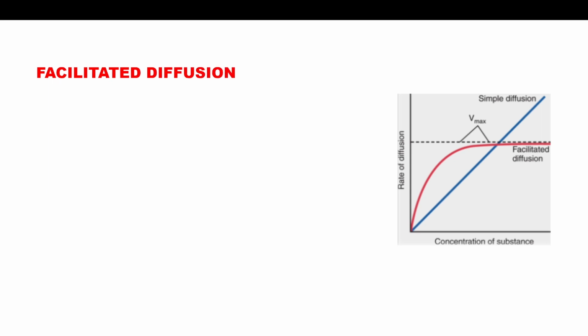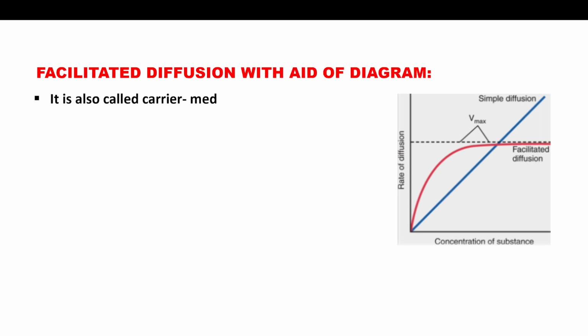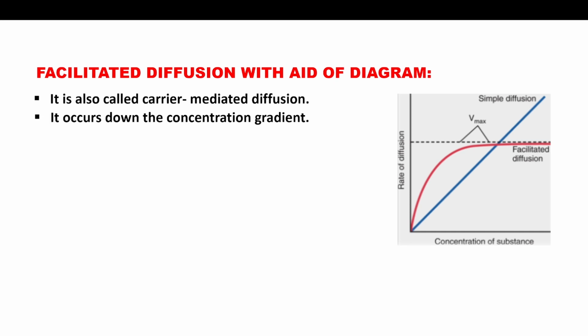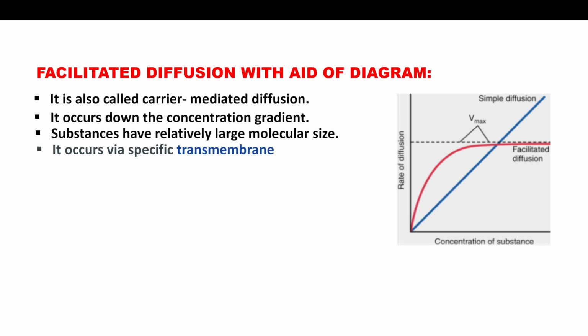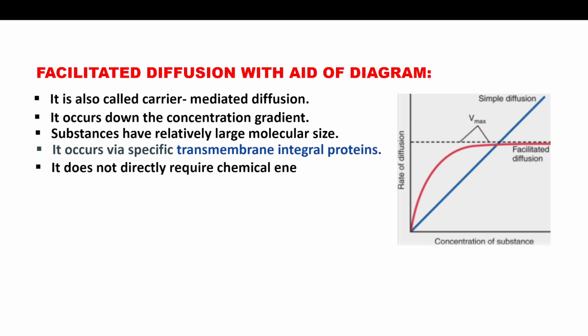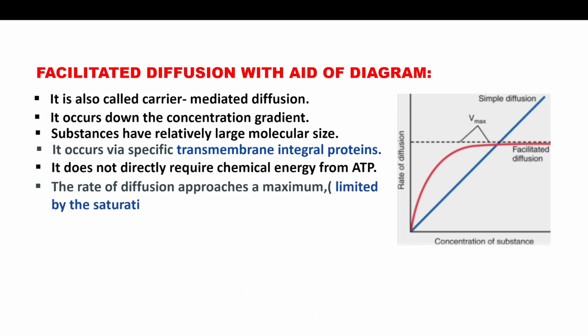Facilitated diffusion with the aid of a diagram. It is also called carrier-mediated diffusion. It occurs down the concentration gradient. Substances have a relatively large molecular size. It occurs via specific transmembrane integral proteins. It does not directly require chemical energy from ATP. The rate of diffusion approaches a maximum, limited by the saturation of carrier proteins, called Vmax.